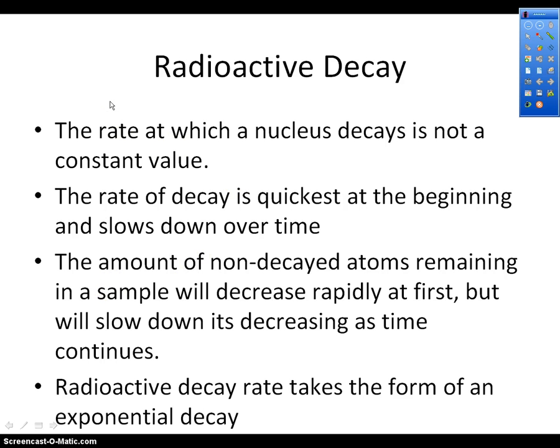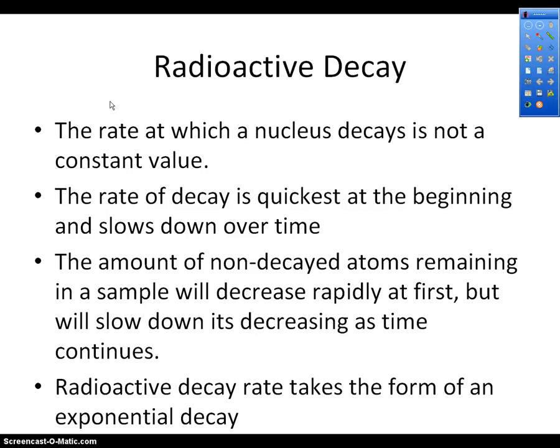So first of all, what you need to know is that when a nucleus decays, it doesn't do that at a constant value. As it decays over time, the rate of its decay will slow down. It'll be quickest when it's first created. If you have a sample that's just created, it'll be very fast decaying, and then over time that rate of decay is going to slow down.